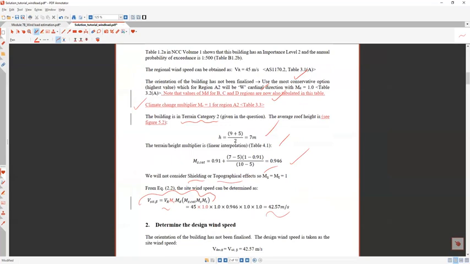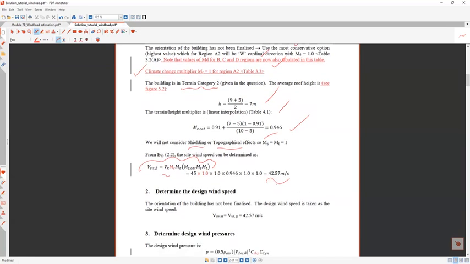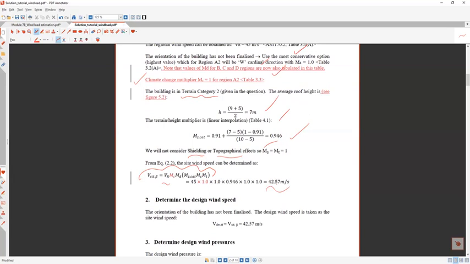Okay, so the idea is we have to first estimate all these multipliers: MC, MD, MZ cat, MS, and MT. Once you have estimated them, you multiply them with the regional wind speed and get the site wind speed. And in this case, as I've said, it is independent. We have taken the maximum directional speed, the maximum value of MD. Yes, that's fine, and that represents the worst case scenario.